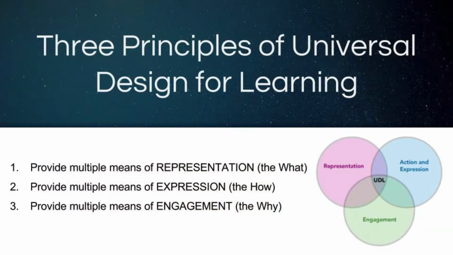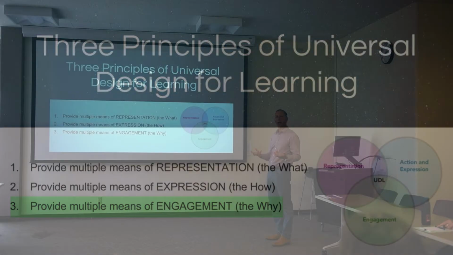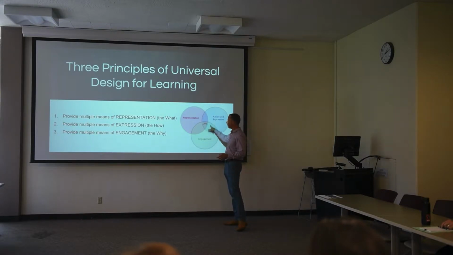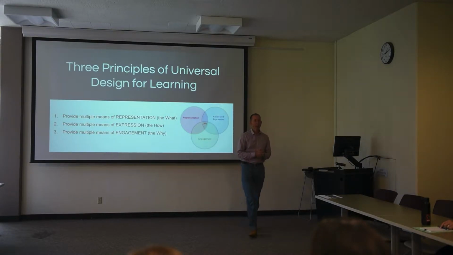And so if we look at this Venn diagram in terms of three principles for universal design for learning. One, we want to provide multiple means of representation, the what or the content of the material that we want to present in our classes. Two, we want to provide multiple means of expression. How are we presenting that content to them so that they can engage? And then that leads to the third one, provide multiple means of engagement, the why, of how are we going to engage with it, what are they going to get out of it. Of course, we see that intersection here.